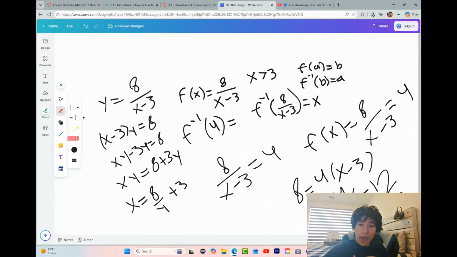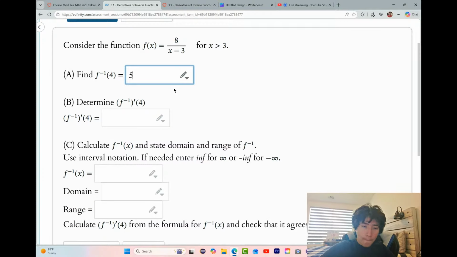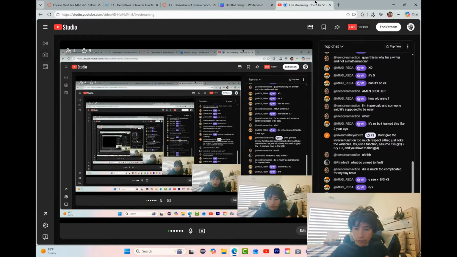Plugging in 5 to f of x makes the output equal to the input of the inverse function. So therefore x equals 5. That was so tough, but that was so good, guys. Let's go. Thanks for your help.